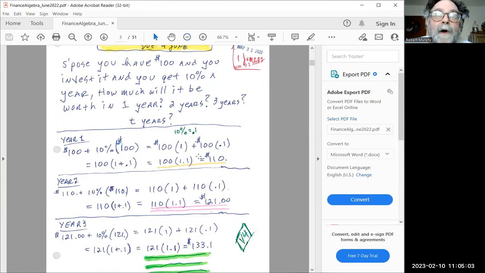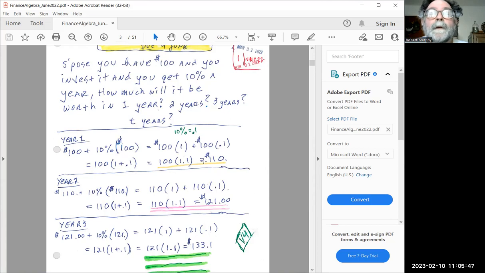I'm going to keep rewriting things. I have $100 times 1 plus 10% times 0.1. Then I'm going to do a little bit of high school algebra. I'm going to take the distributive property, but reverse it. I can write this all as 100 times 1 plus 0.1. The 1 plus 0.1 gets turned into a 1.1, so I have 100 times 1.1 equals $110. Start of the year with $100, we got 10% interest, and at the end of the year, we have $110.